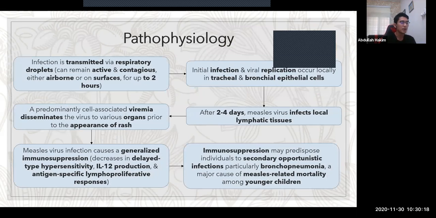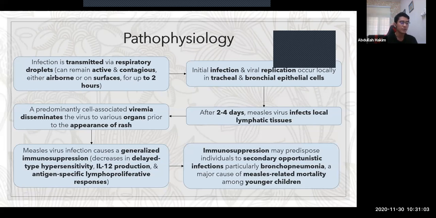So the pathophysiology of this virus. All of these three viruses, MMR, measles, mumps, and rubella, will infect through the respiratory tract. When the infection is transmitted via respiratory droplets, it will infect and replicate inside the tracheal and bronchial epithelial cells. After 2 to 4 days, it will infect local lymphatic tissues, which is the primary viremia, and then it will disseminate to the various organs prior to the appearance of rash, which indicates the secondary viremia.